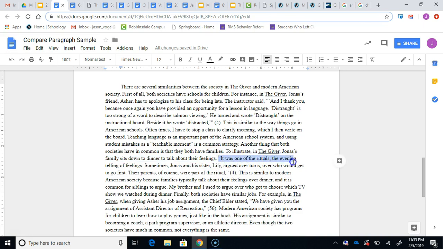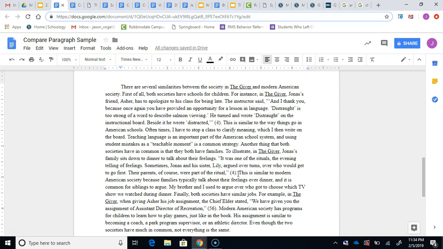"It was one of the rituals, the evening telling of feelings. Sometimes Jonas and his sister Lily argued over turns over who would get to go first. Their parents, of course, were part of the ritual." I end with a comma, I close the quotation, and I put the citation, which is the page number. This happened on page 4. Then I put my period.